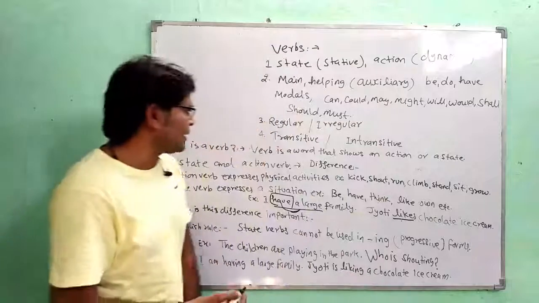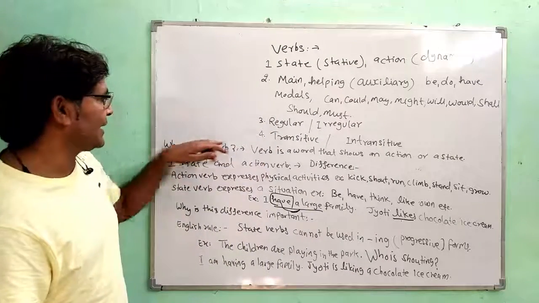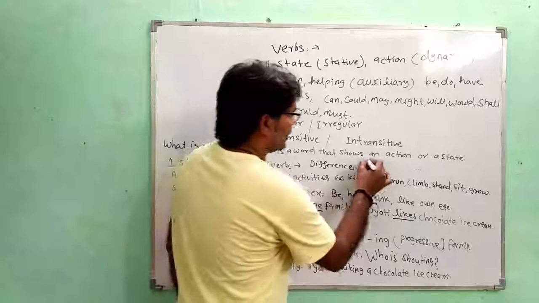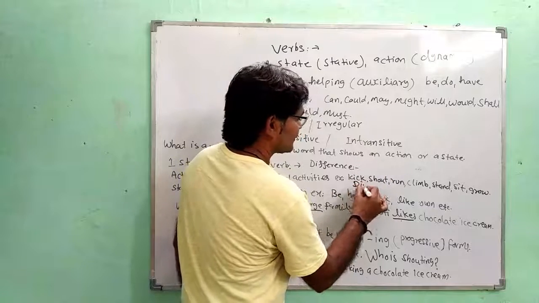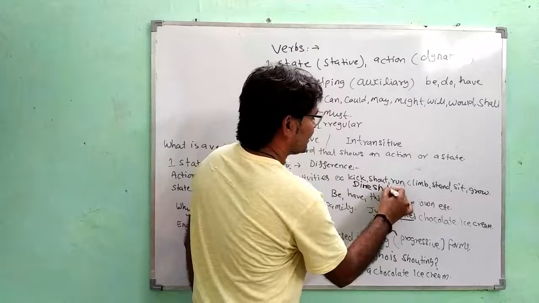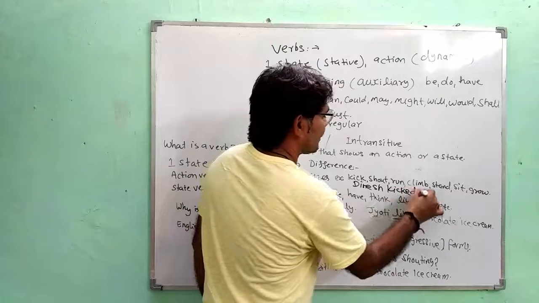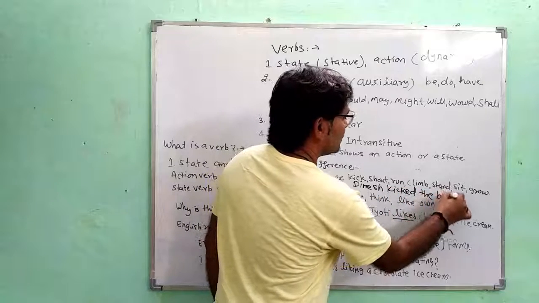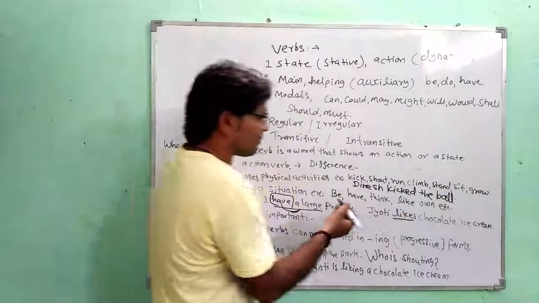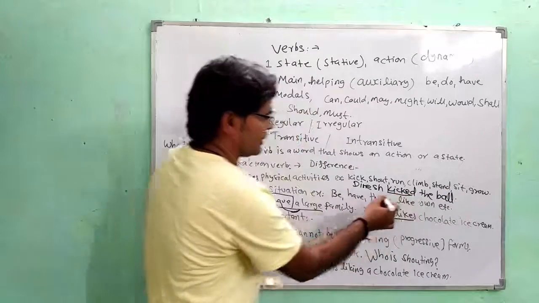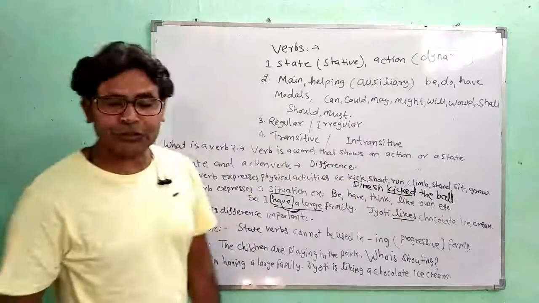And if we take one more example about an action verb, for example, if you say Dinesh kicked the ball. What is the verb over here? Kicked. Kicked is the verb here. And in kicked, you see the physical activity.